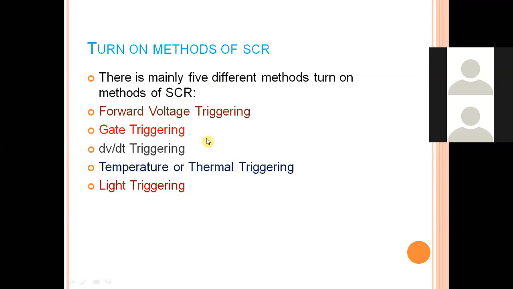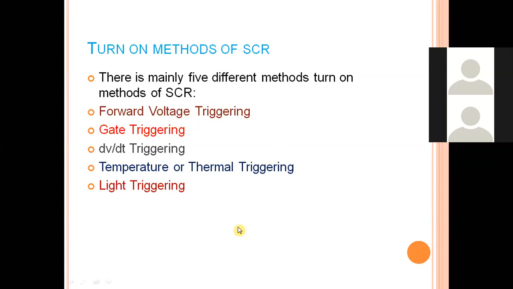Coming to forward voltage triggering, we increase the forward voltage applied across the anode and cathode to a certain point, which is called the forward breakover voltage. At the forward breakover voltage, the device comes into conduction. That method of triggering is called forward voltage triggering. So what is this term triggering? Triggering is the method employed for making the device turn on.